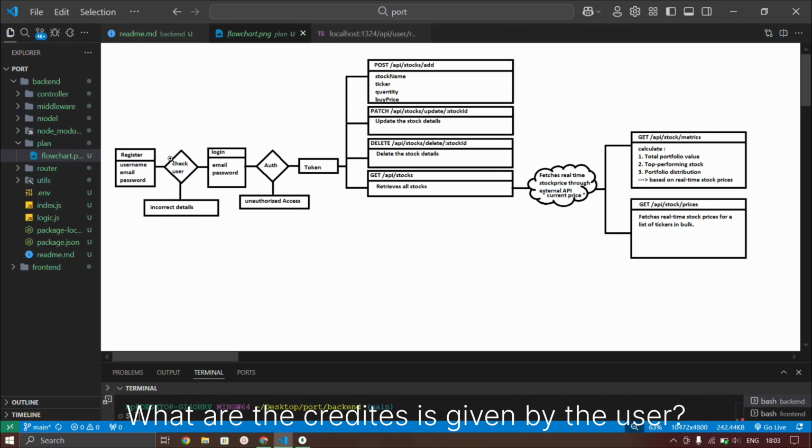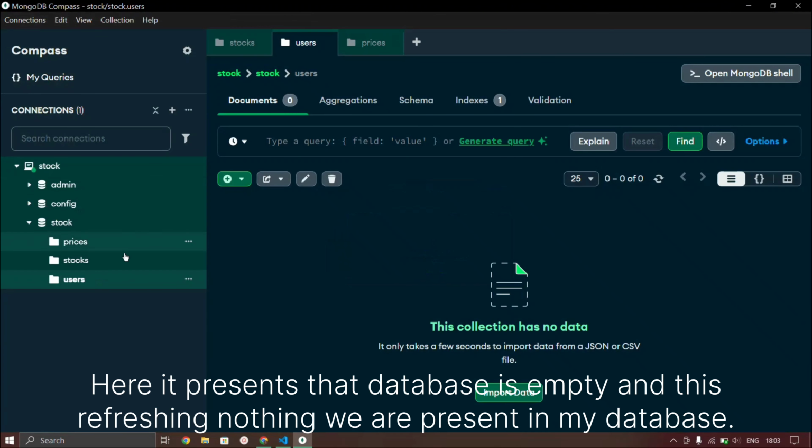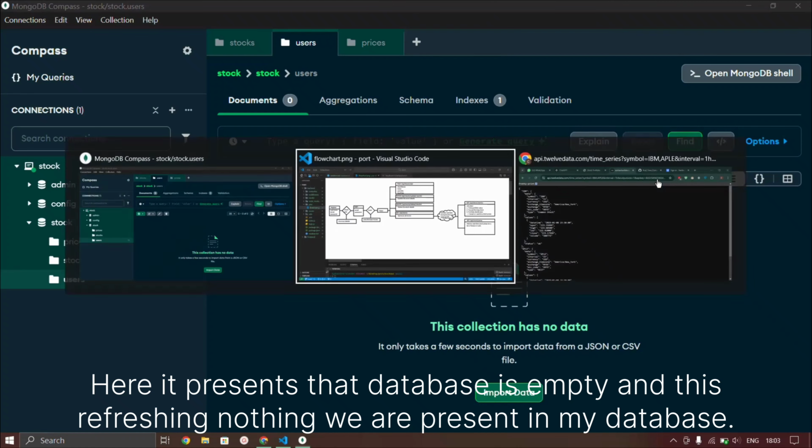At first, the user has to register into the system by using username, email, and password. The credential details given by the user are stored in the MongoDB database. At present the database is empty; on refreshing, nothing is present in my database.